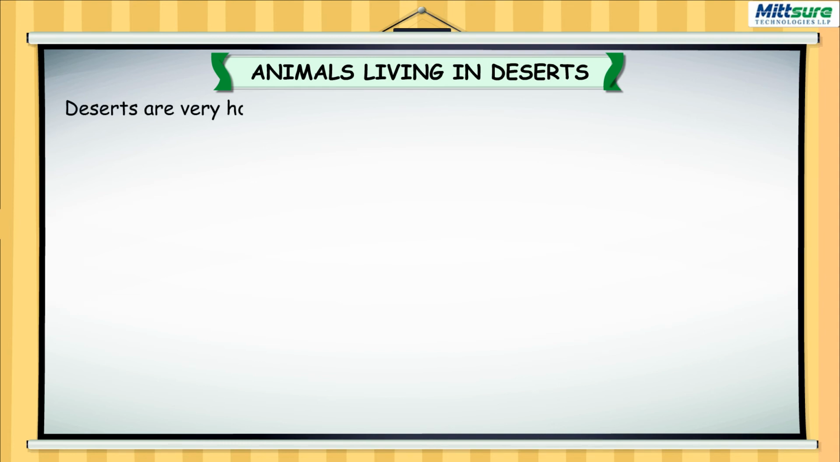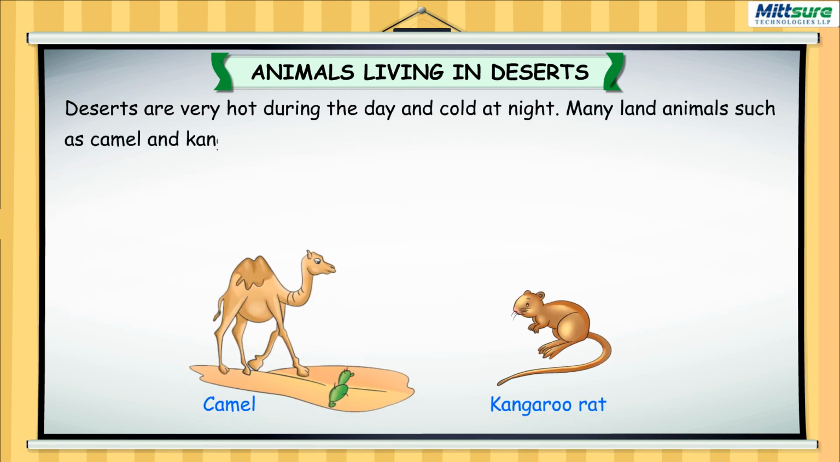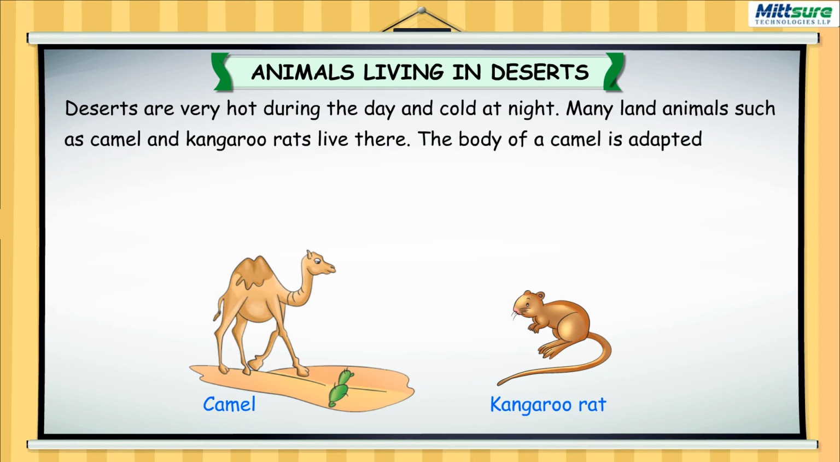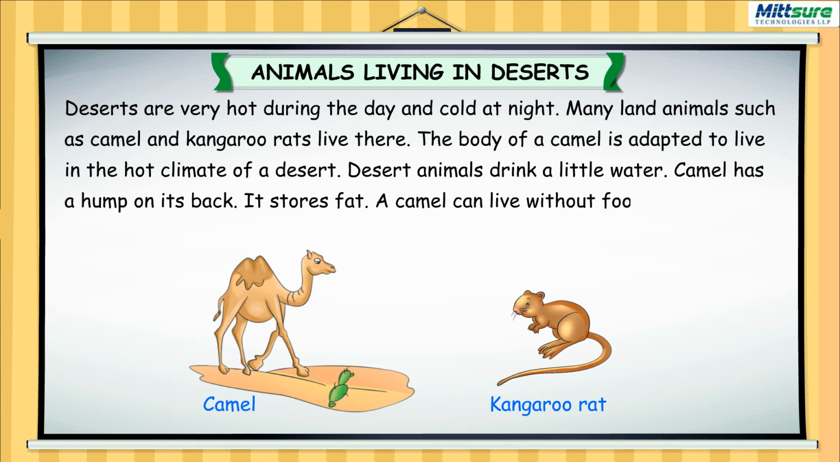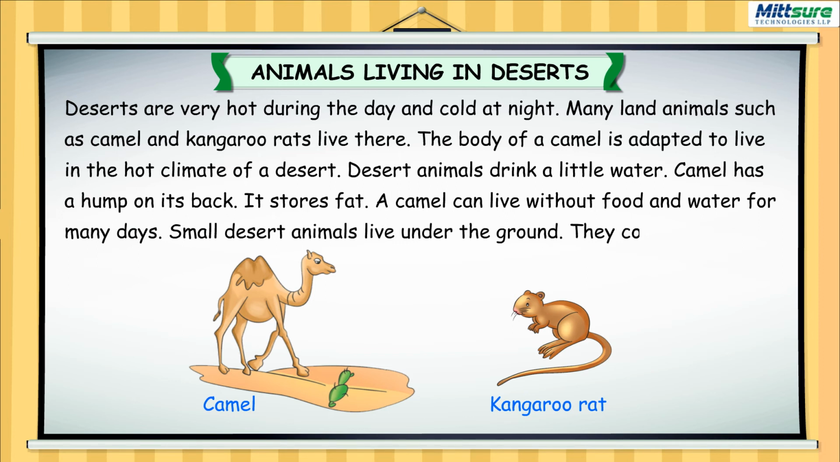Animals living in deserts. Deserts are very hot during the day and cold at night. Many land animals, such as camel, kangaroo, and rats, live there. The body of a camel is adapted to live in the hot climate of a desert. Desert animals drink a little water. Camel has a hump on its back. It stores fat. A camel can live without food and water for many days. Small desert animals live under the ground. They come out at night.